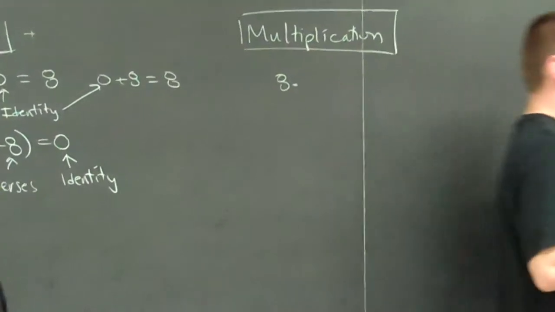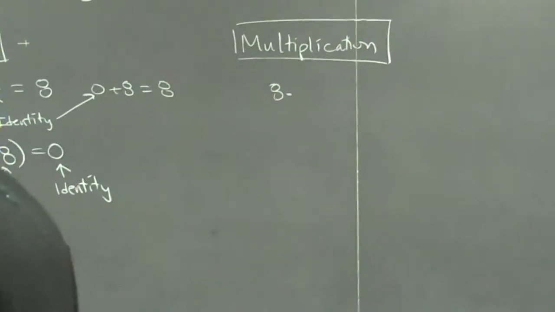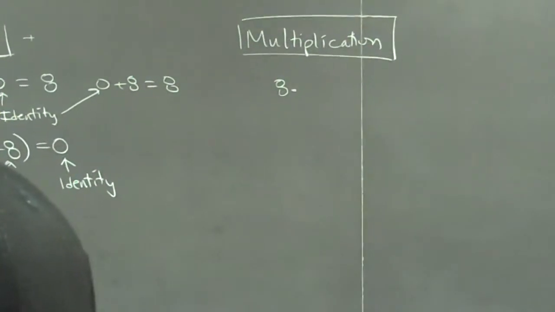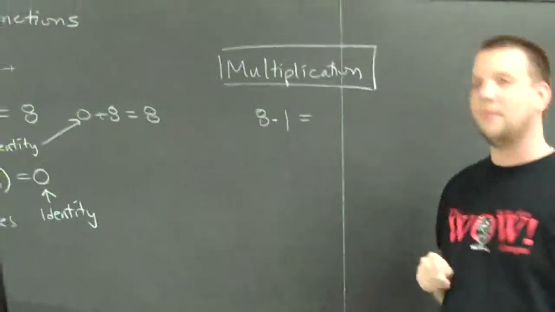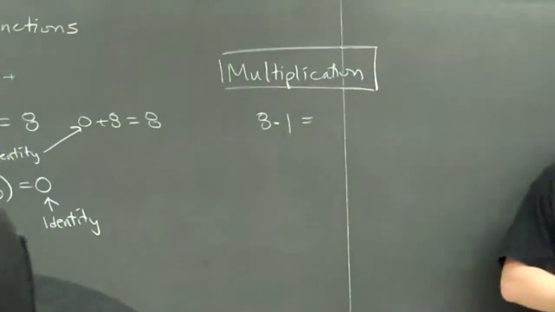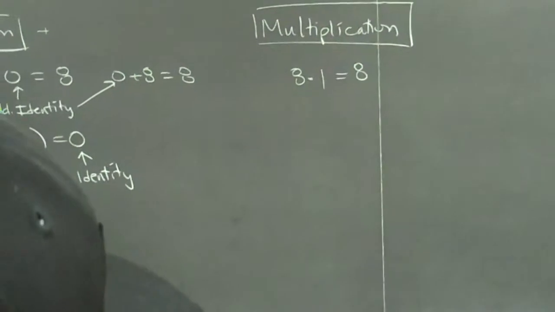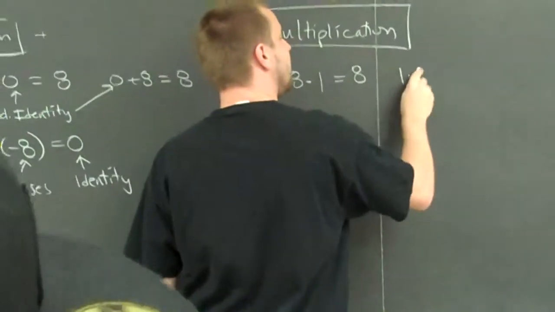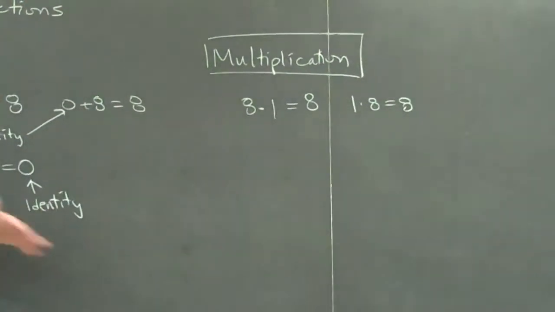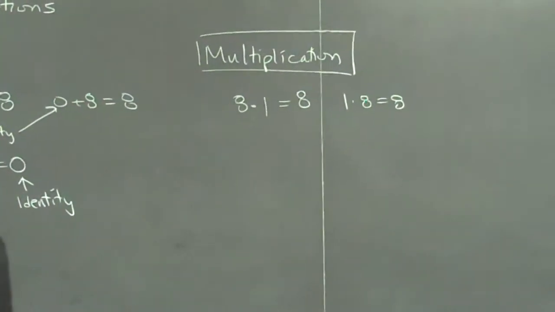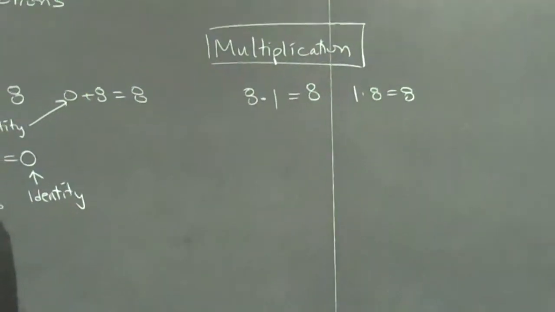For multiplication, what number out there would be the multiplicative identity? What number can I multiply and get that same number back? 1. 1's our multiplicative identity. So 8 times 1 is 8, and 1 times 8 is 8 as well. And that seems silly to say because, as far as we know, multiplication is commutative. I can turn that order around and get the same answer.